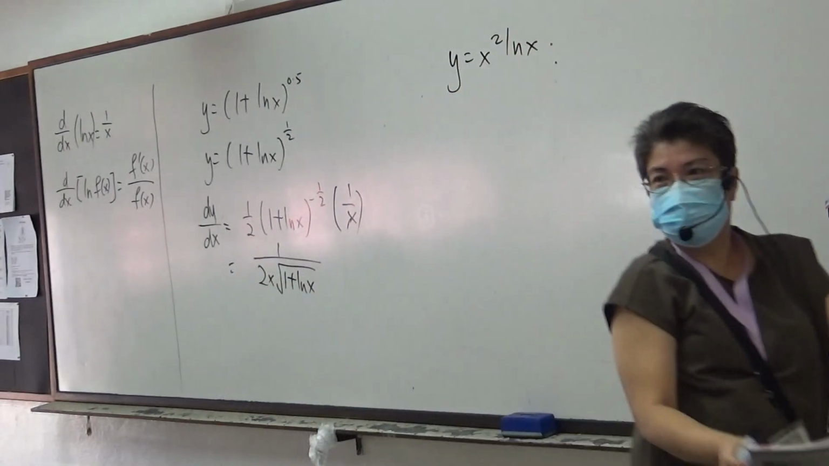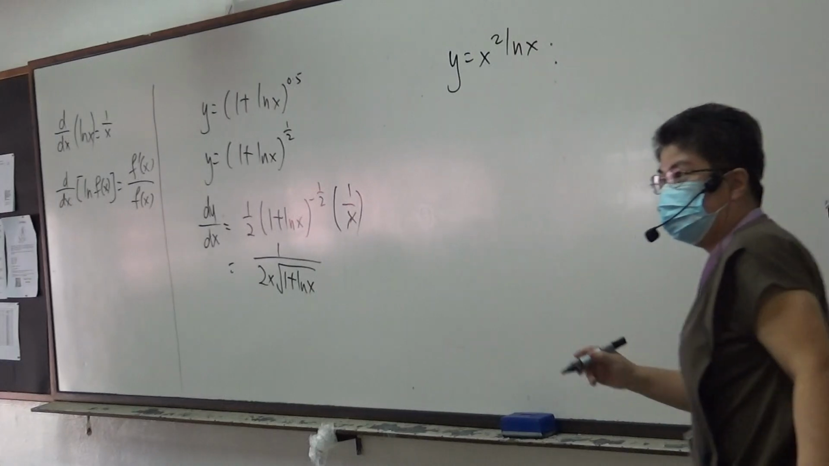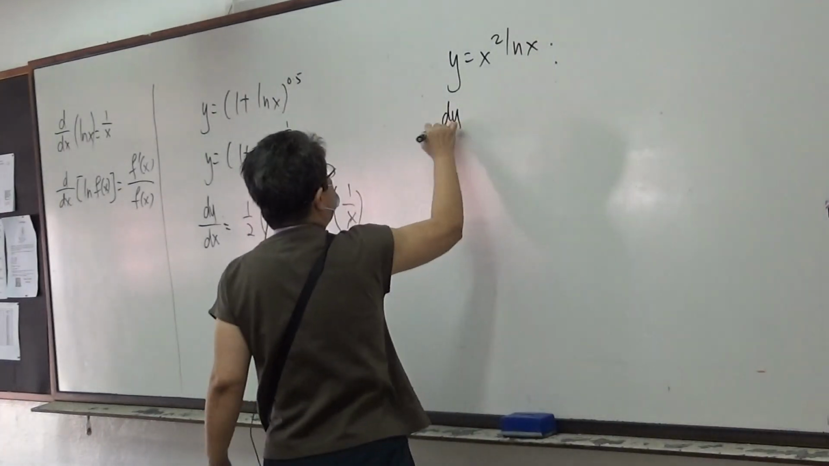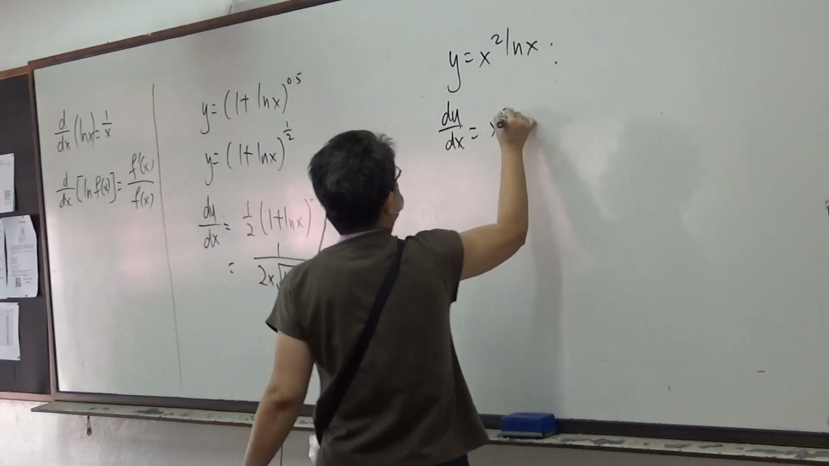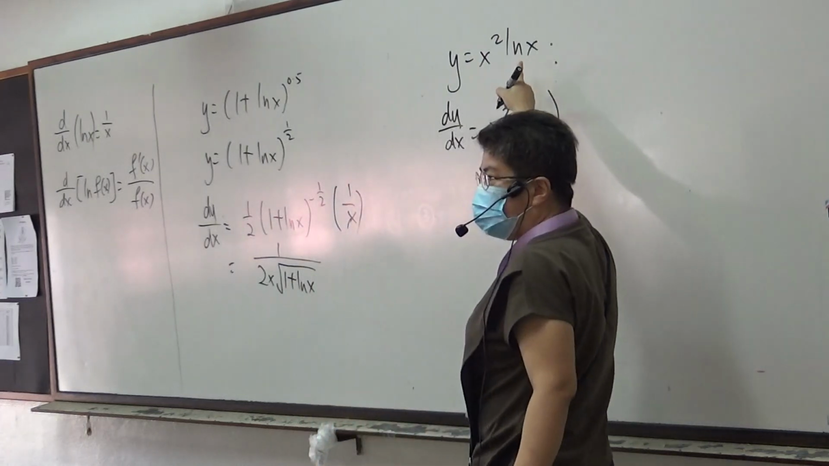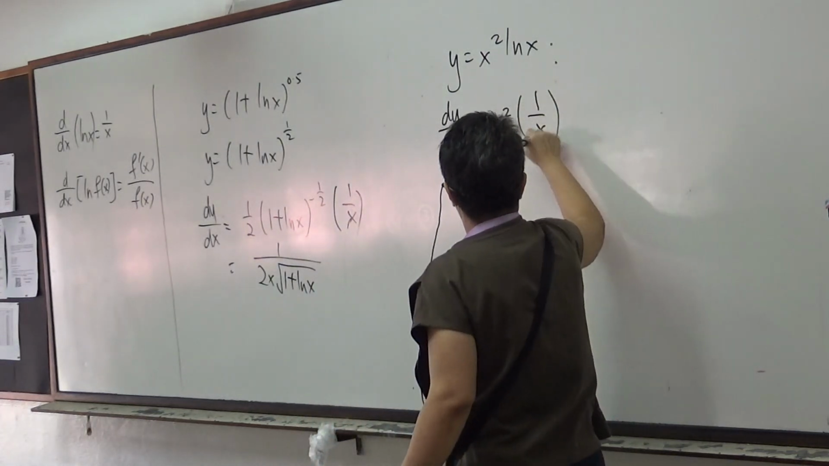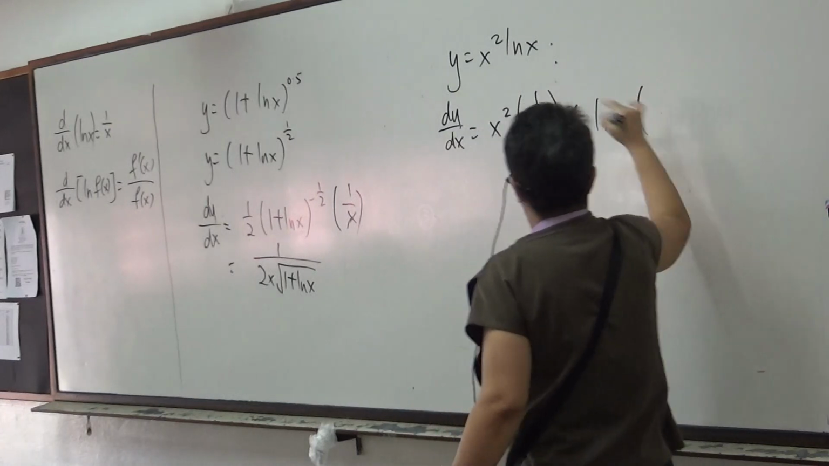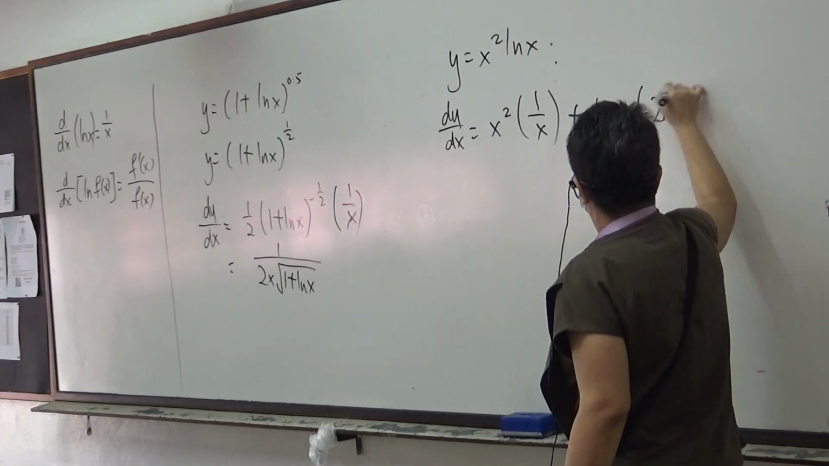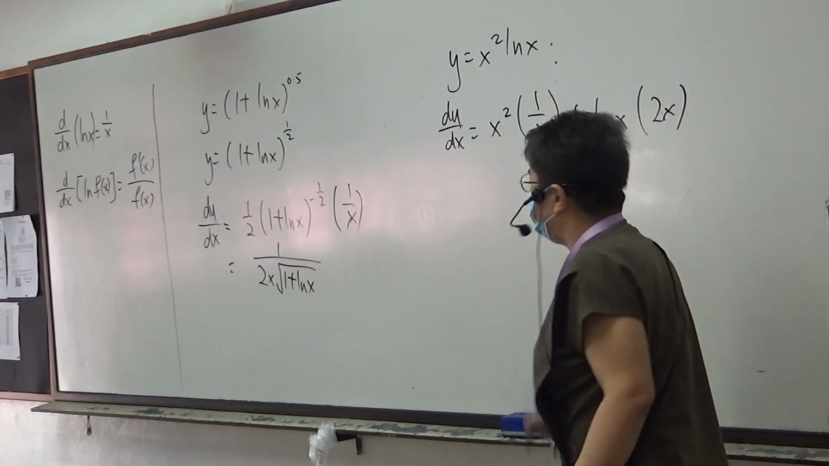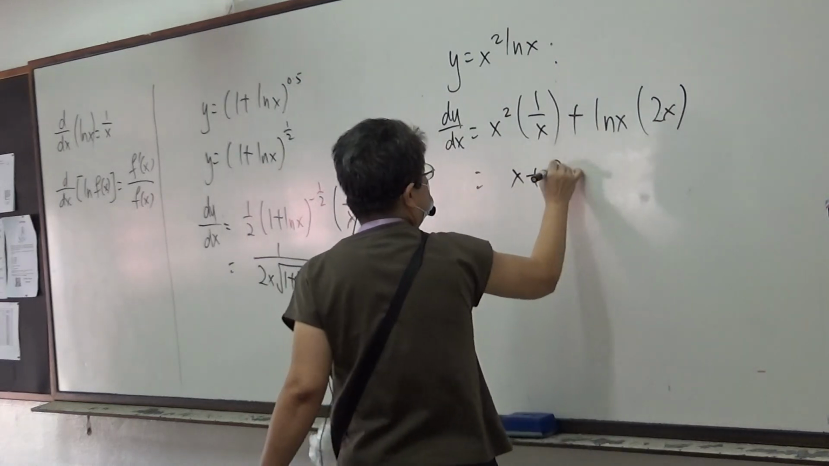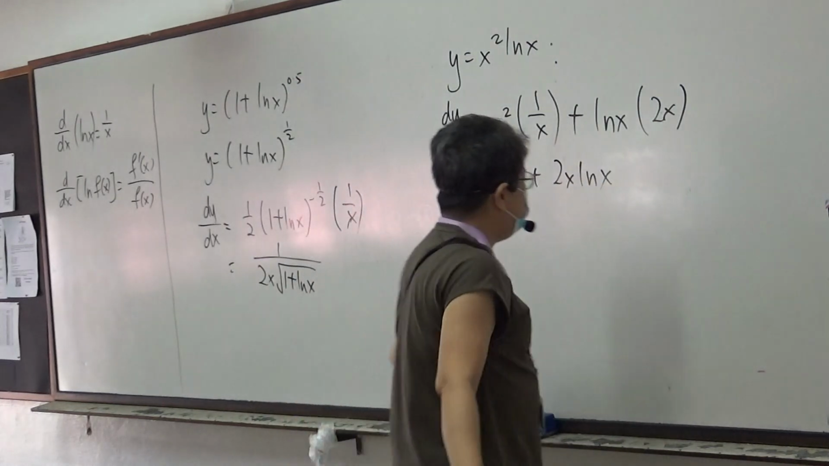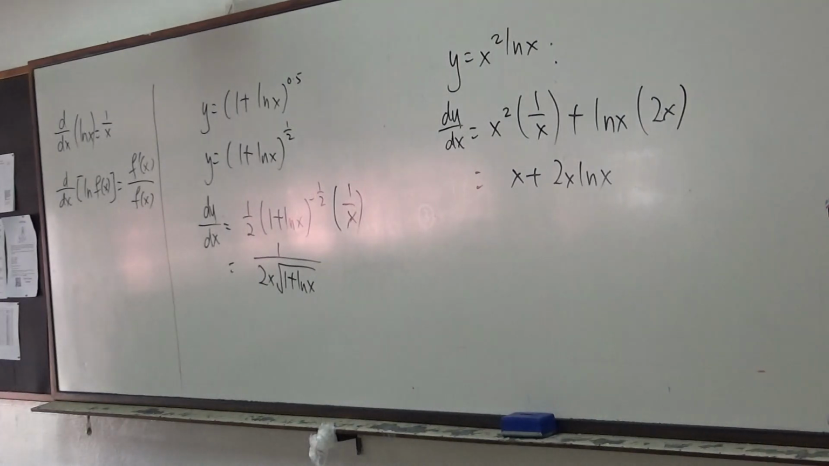Second one. Of course, this one, you will know that I have to use the product rule. So dy/dx: I fix this, I differentiate this, what is it? 1 over x. Very good. Plus, I fix this, then I differentiate that. I have 2x. I simplify, and I'll have x plus 2x ln x. Can you see it's quite simple? Alright. Last one.